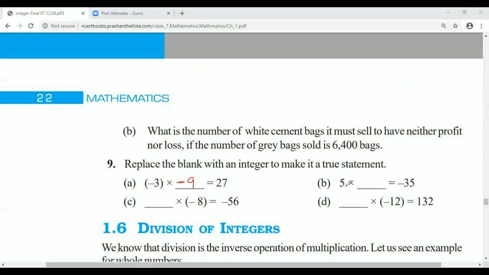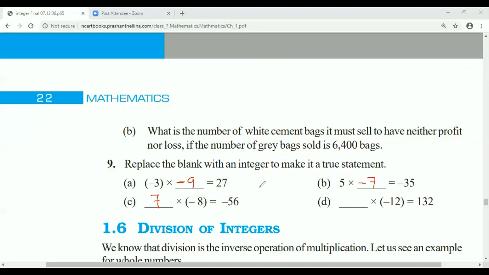Next, question B, 5 into some number is equal to negative 35. To get a negative 35, the number to be multiplied here must also be negative. You know 7 into 5 is 35. So 5 into negative 7, you will get a negative 35. Next, negative 8 into some number, you are getting negative 56. You know 7 into 8 is 56. Here 8 is already negative, so you are multiplying positive 7. Positive 7 into negative 8 gives negative 56.